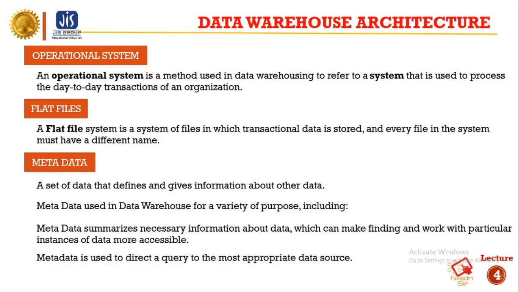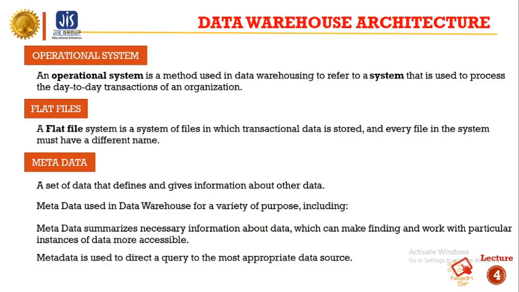I will briefly discuss them again. The first one is flat files. A flat file system is a system of files in which transactional data is stored, and every file in the system must have a different name. And an operational system is a method used in data warehousing to refer to a system that is used to process the day-to-day transactions of an organization.